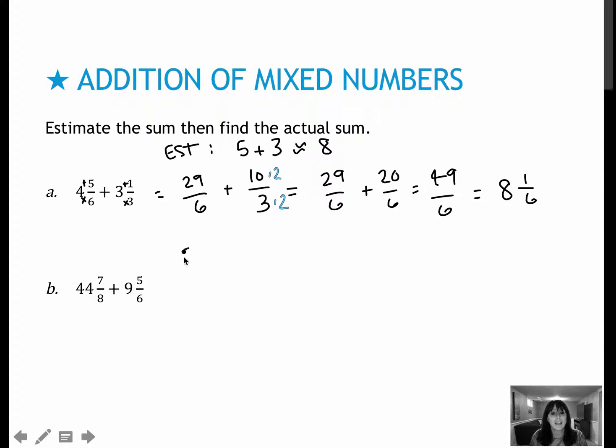For my second, the estimation, 44 and 7/8. 7/8 is obviously greater than 1/2, so that would be 45. And 9 and 5/6, that would be again greater than half, so that would round to 10. So my estimation is that I should get something close to 55 for my solution. Now comes the fun part.